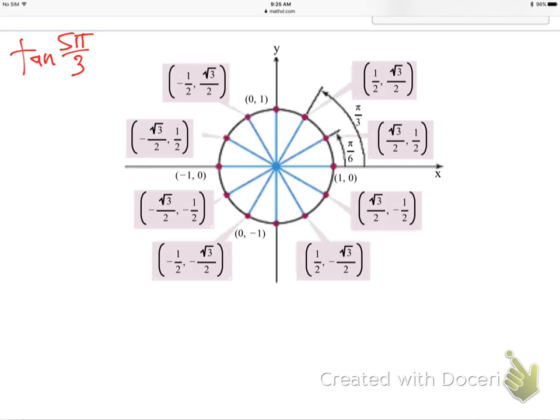So find that angle. Feel free to check with those around you. Okay, so put in the 180.